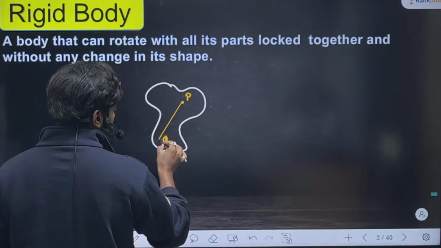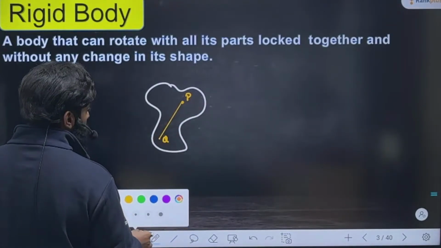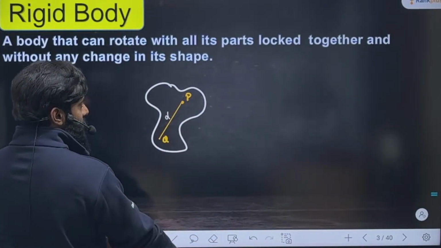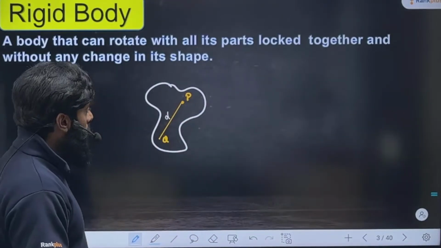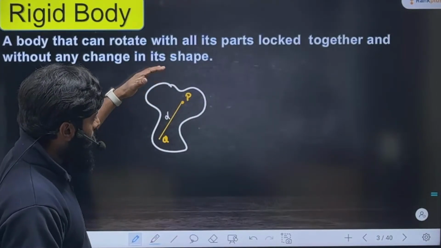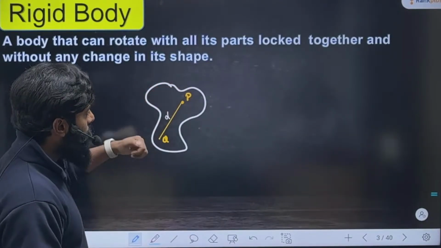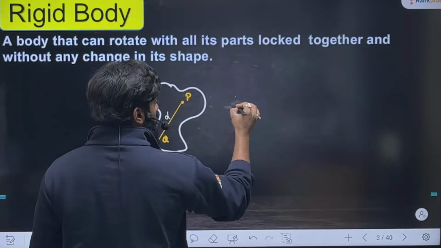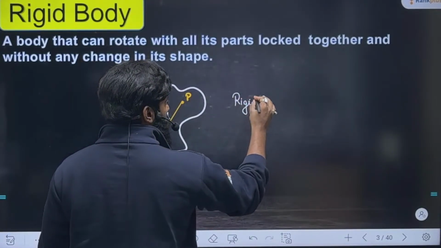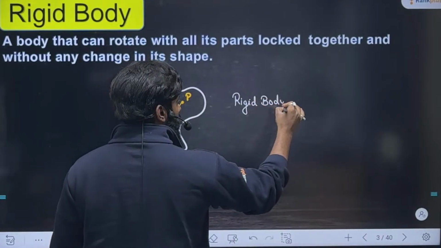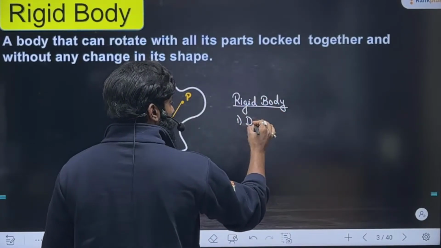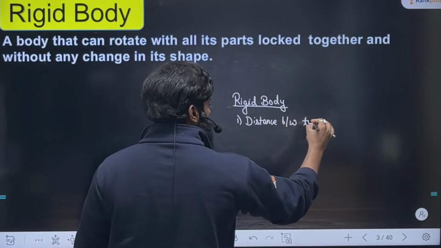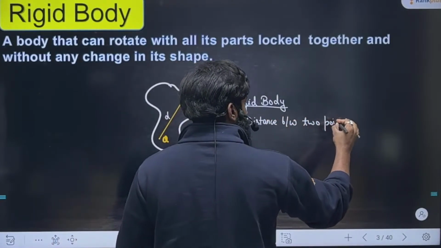I'm saying that the distance between these 2 random points which I have chosen here, P and Q, will remain the same, irrespective of what force I'm applying on this object or at which speed this object is moving. You can also say, if I'm telling you that this object is a rigid body, it means that the distance between 2 points is constant.